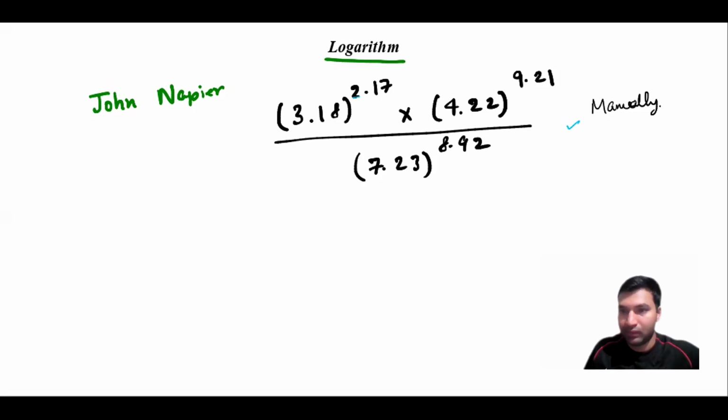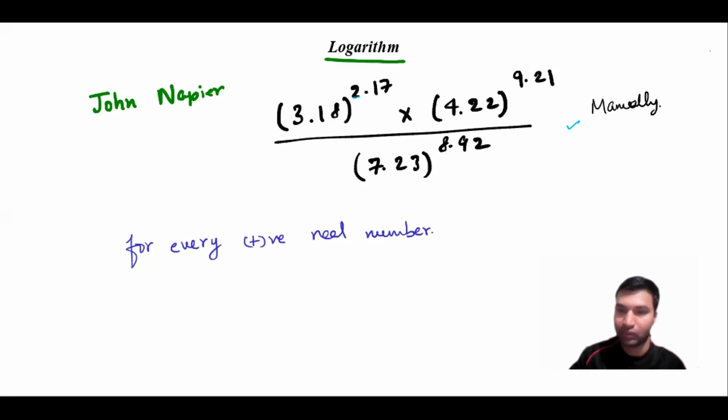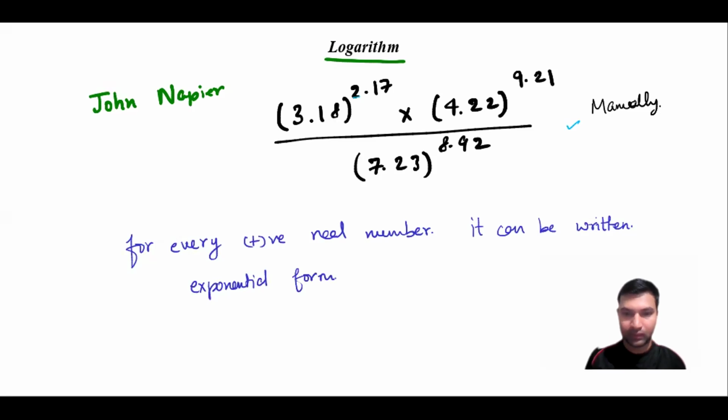Basically, John Napier says for every positive real number, and we know that real numbers include root 2, root 3, all the rational numbers, all the whole numbers, all the fractions, integers, it can be written in an exponential form, which is basically a form like n equal to a to the power x.